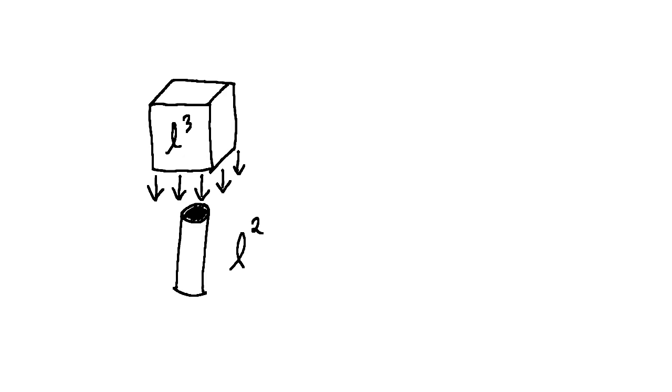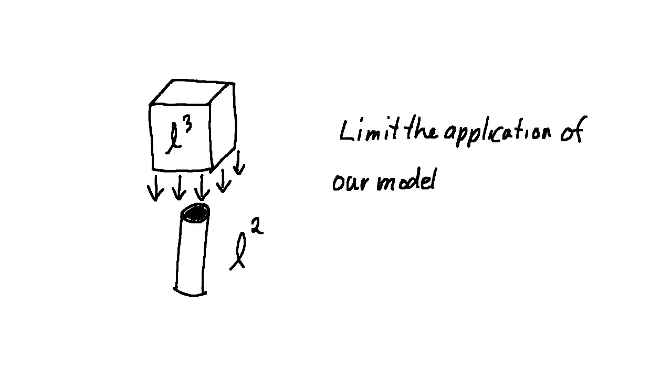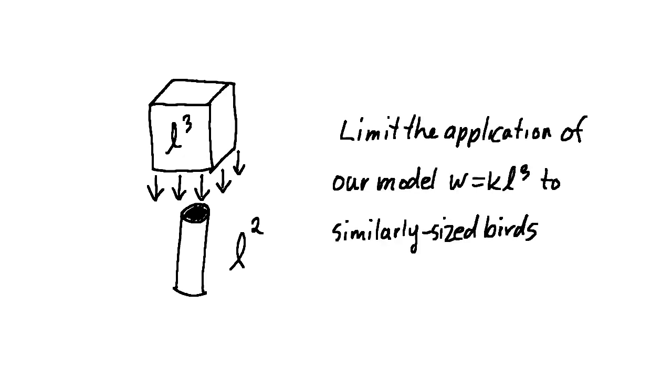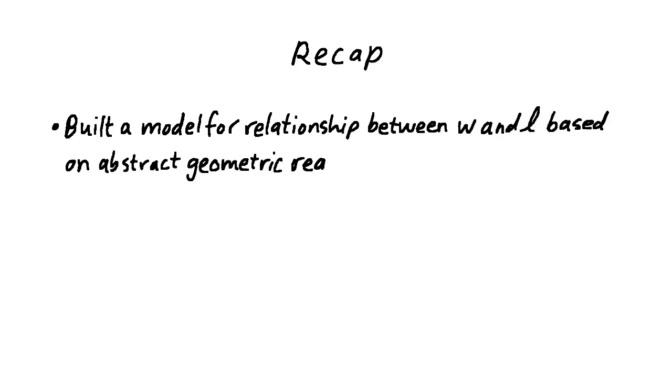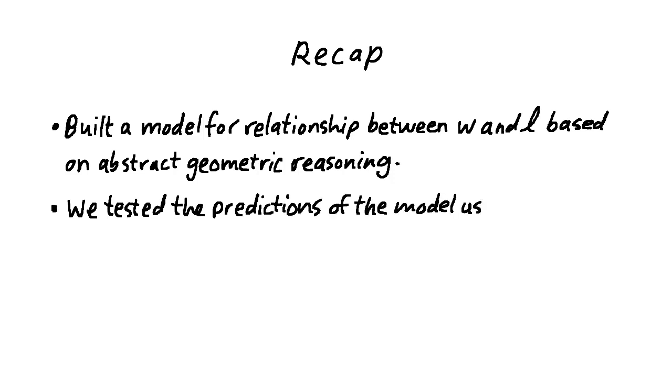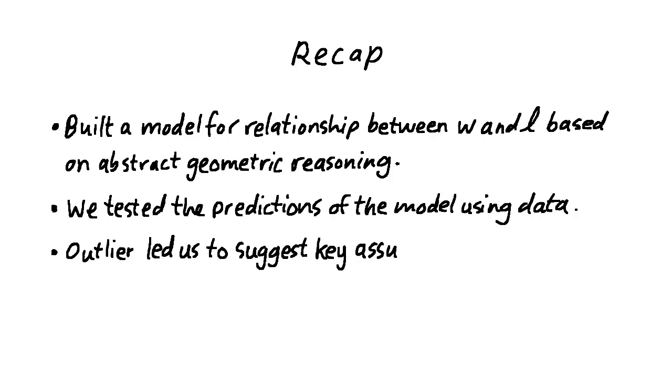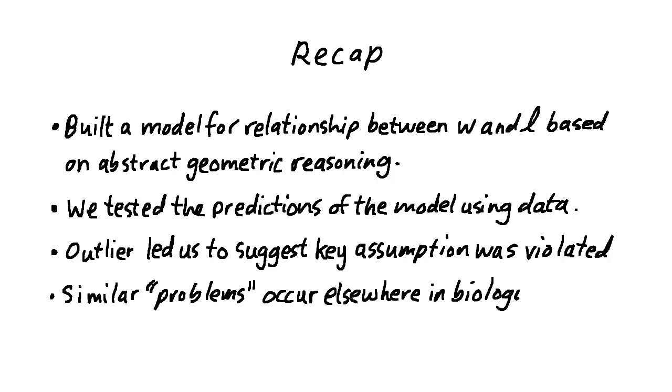With this in mind, it makes sense that outliers like the great blue heron cropped up at the size extremes of our data set. It also means that we might wish to limit the application of the model we developed here to birds of similar size. By doing so, we'd hope to minimize the chance that allometry upset our cube-based view of birds. We've covered a lot of ground, so let's wrap up with a recap. We built a model for the relationship between W and L based on abstract geometric reasoning. We then tested the predictions of the model using data. An outlier led us to suggest that a key assumption of the model was violated. Since similar problems occur elsewhere in biology, especially as we increase the range of sizes encompassed by our model, we ultimately thought it wise to limit the application of our discovery to birds that are relatively close in size.